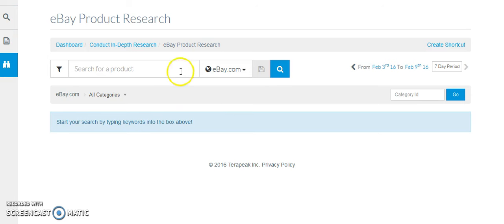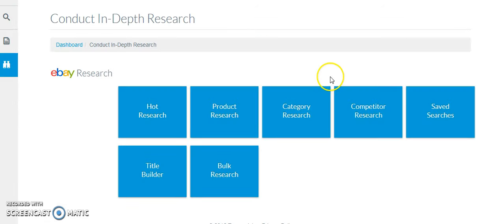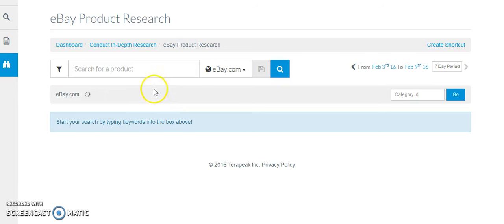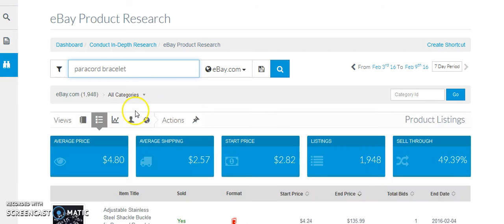But I'm going to show you one other way that I would find competitors to search. So actually, let me start over. So we would click in-depth research. We would click product search. And what we're going to do, we're going to type in paracord bracelet. And let's keep in mind, we were just looking at the Alpha Panda. So let's see where he shows up in terms of the top sellers.